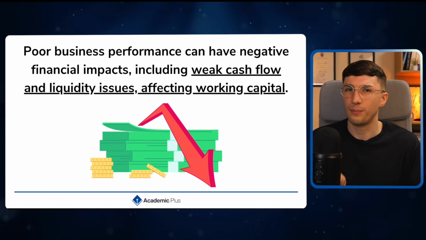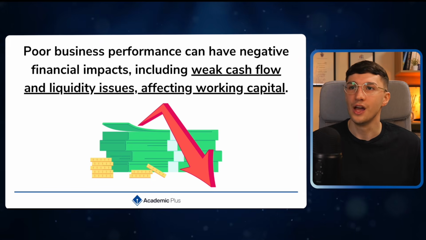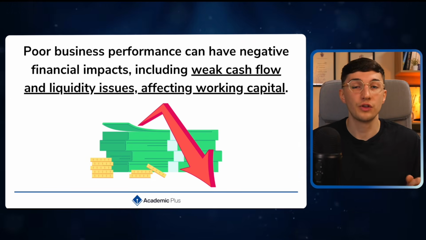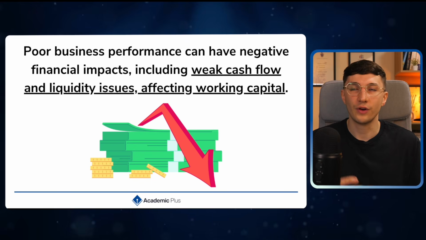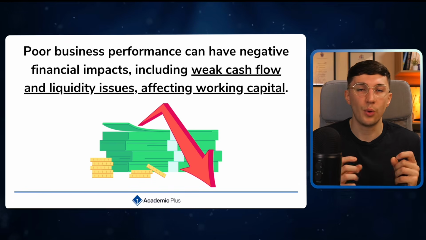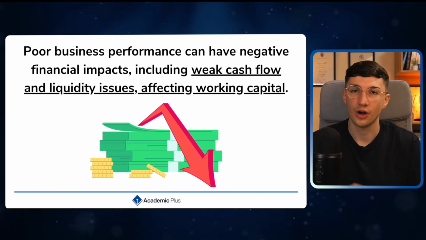And of course, when we look at poor business performance, this directly impacts our financial performance. So we may have a weak cash flow with less cash coming into the business. We also may have liquidity issues. So poorer cash flow performance may lead to a lower current ratio, may lead to a poorer acid test ratio, and our overall levels of working capital start to go down.